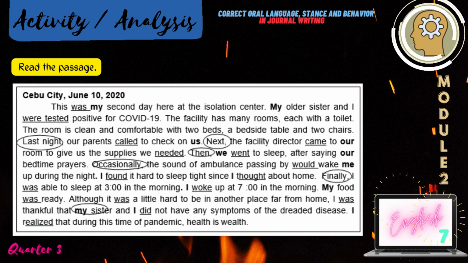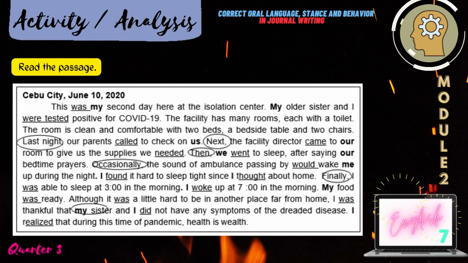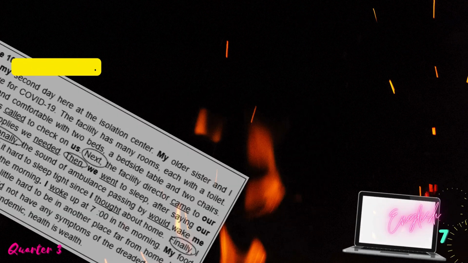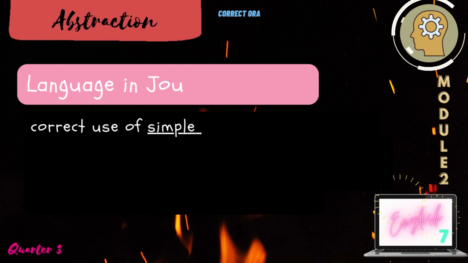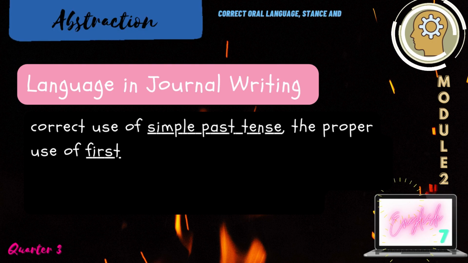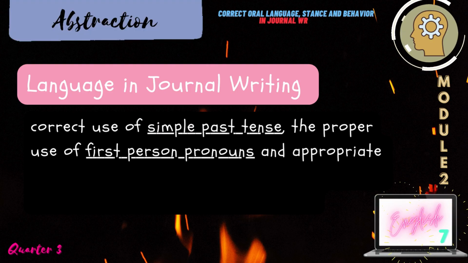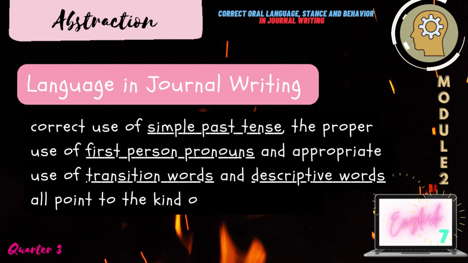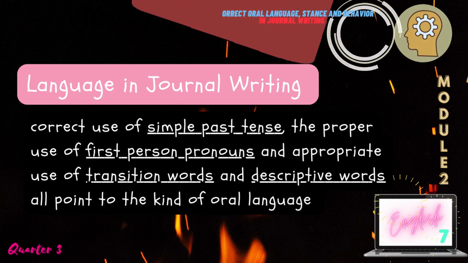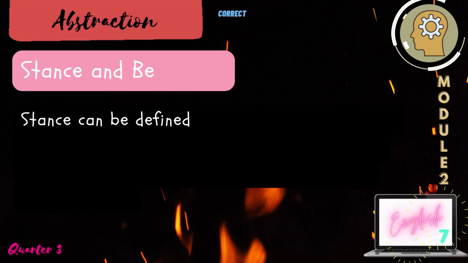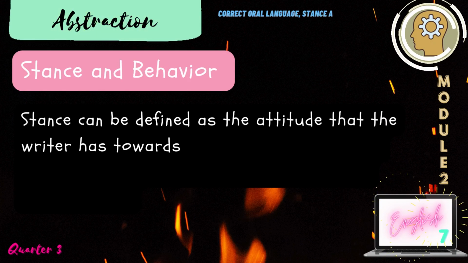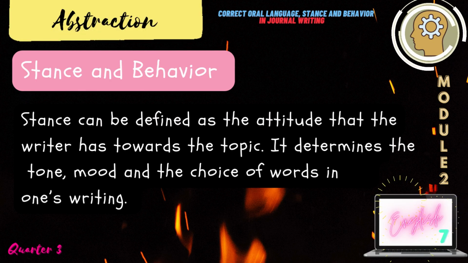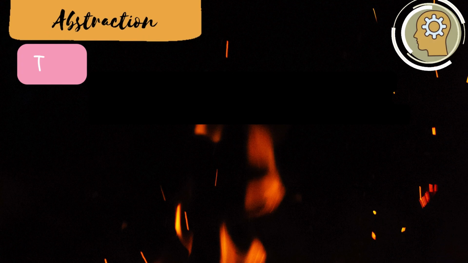And descriptive words and sensory details are indicated by the use of words such as clean and comfortable rooms, sound of ambulance. We can say that the correct use of simple past tense, the proper use of first person pronouns, and appropriate use of transition words and descriptive words all point to the kind of oral language. And for stance and behavior, stance can be defined as the attitude that the writer has towards the topic. It determines the tone, mood, and the choice of words in one's writing.